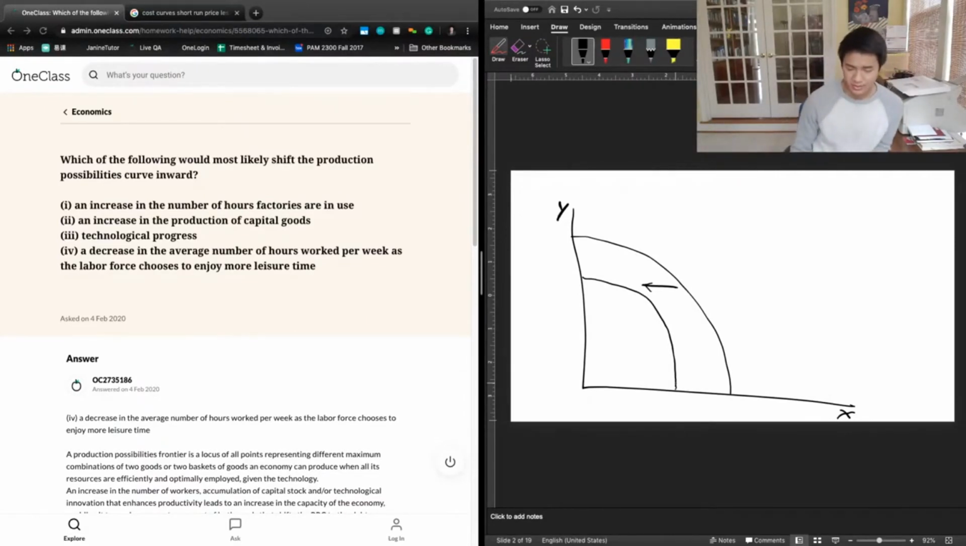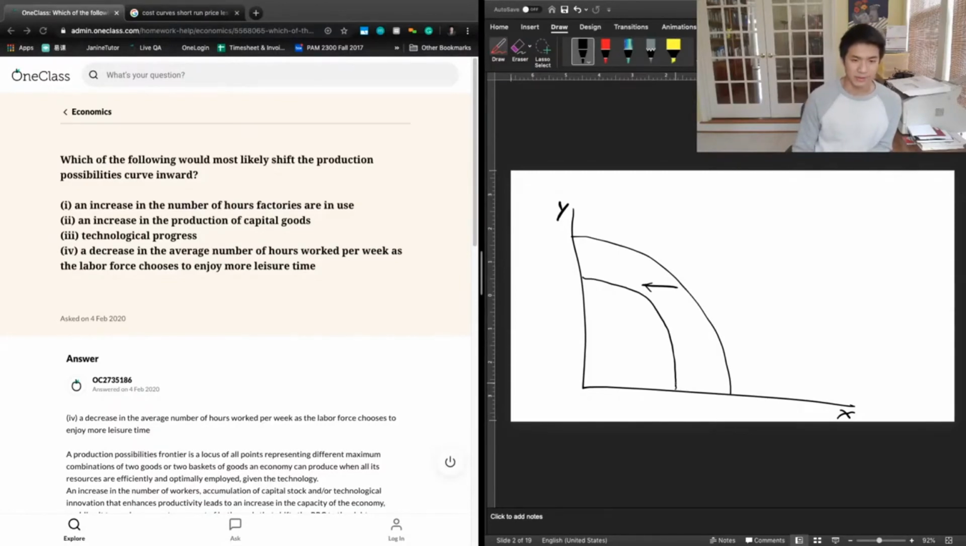Number 4 says a decrease in the average number of hours worked per week as the labor force chooses to enjoy more leisure time. And that definitely seems like something that, if it occurred, would reduce the capacity of the economy to produce things because your labor force has functionally shrunken as people work less hours. So with a smaller labor force, we would not be able to produce as many things, and so the PPF would shift to the left. So we're going to go with number 4.